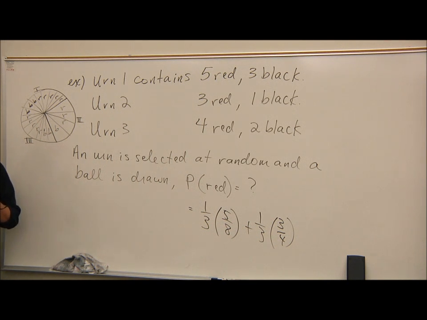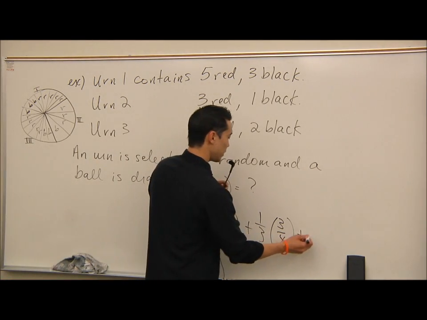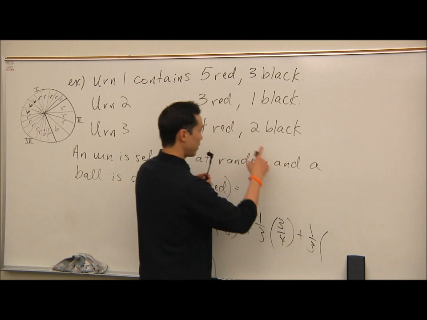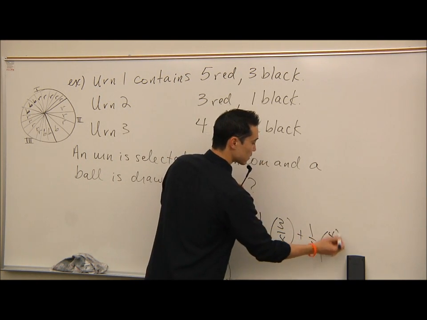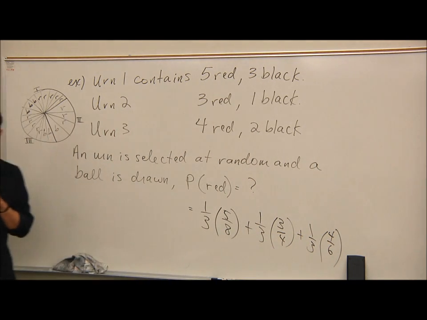That's in column 2? Yeah, that's urn 2. And then plus, I have a 1 in 3 chance of being in urn 3, and urn 3 has 4 red, 2 black, so 4 out of the 6 are red. Okay? And that's how you attack a problem like this.